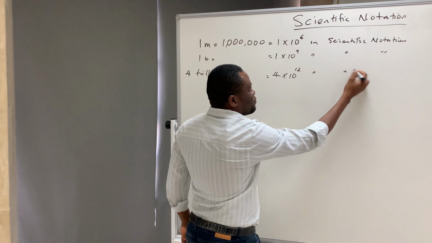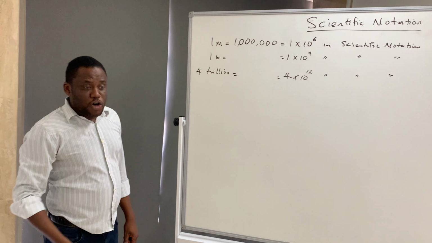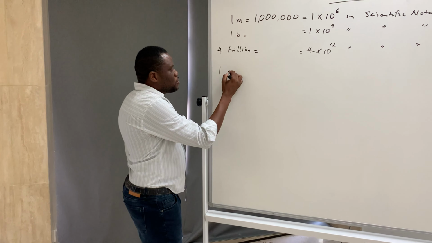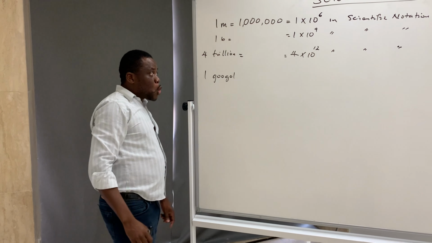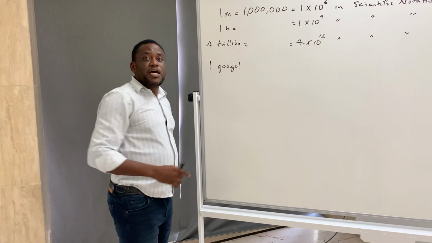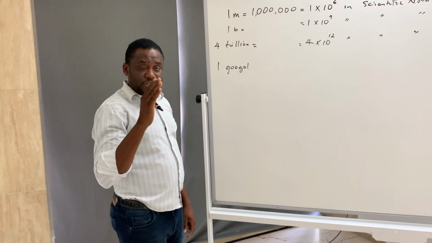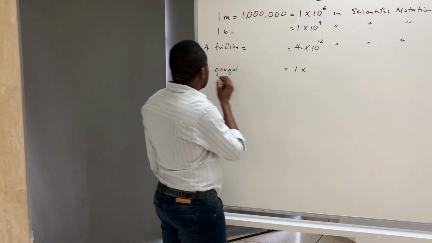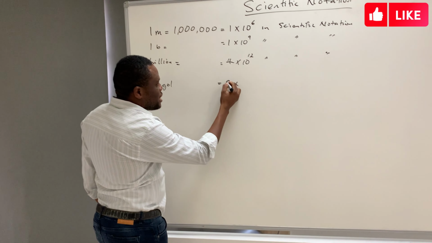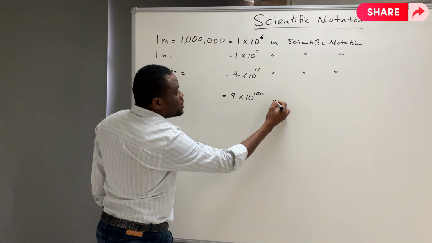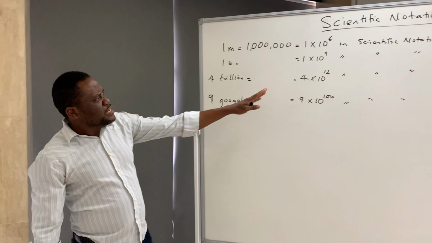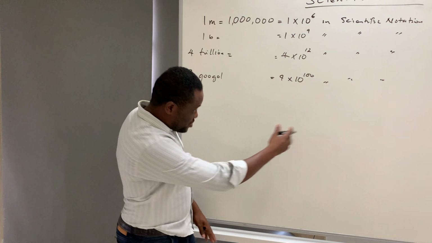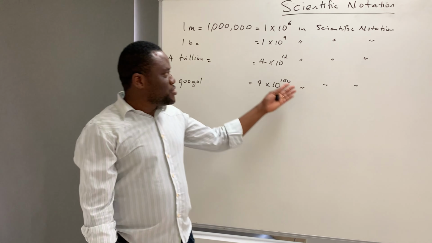This is in scientific notation. We also have what's called a googol. A googol means 100 zeros. So this is 1 times 10 to the power of 100. Let's say 9 googol, that is 9 times 10 to the power of 100. So you see, scientific notation makes life easy for us. Instead of writing 100 zeros, this board will be full. So that's how we use scientific notation.